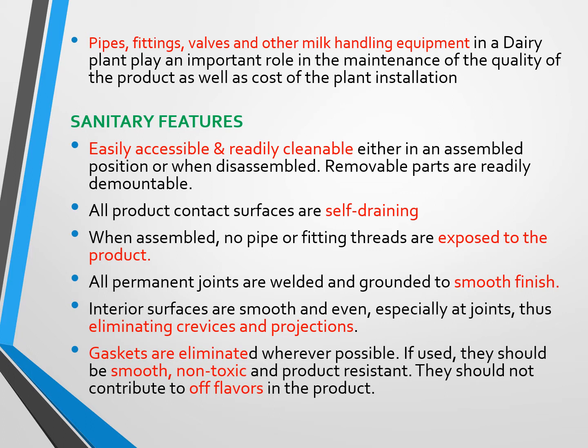Then all permanent joints are welded and ground to a smooth finish. Suppose there is any need of welding two joints or any part of the equipment. After welding, that part should be ground by using a grinder, and it should be smooth and polished so that it will be easy to clean.